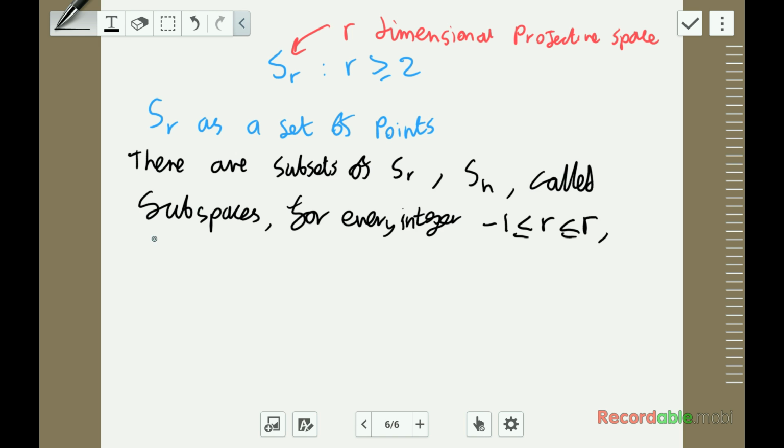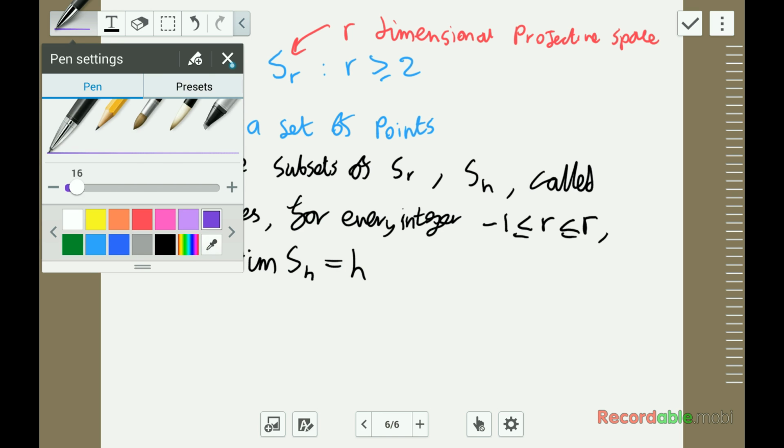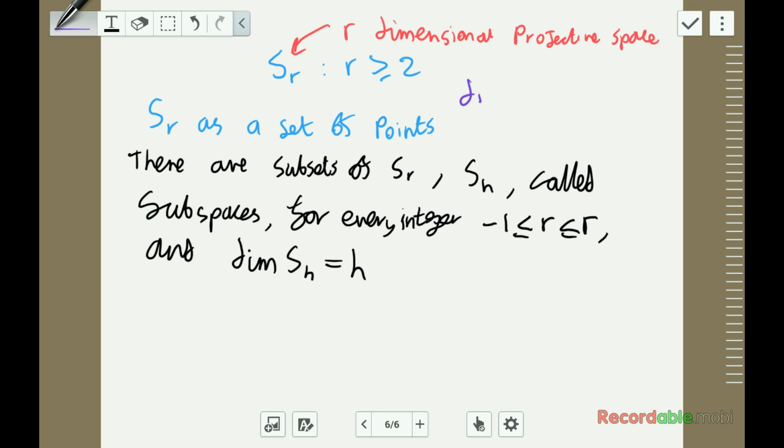And moreover, SH is H-dimensional. So we write that in shorthand. We say the number of dimensions that SH has is equal to H. Similarly, we could have written that the number of dimensions that SR has is equal to R.